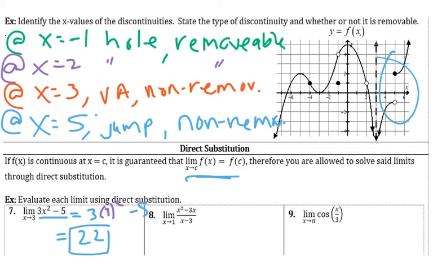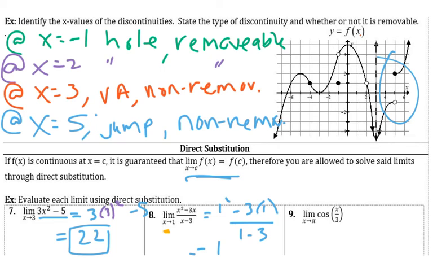If you look at number 8, it is not continuous everywhere. However, it is continuous at the value that we are interested in, which is x equals 1. It's not continuous at x equals 3. There's a hole in the graph, so direct substitution would not work here. However, we can use direct substitution at the value of x equals 1. So I'm going to substitute in 1 squared minus 3 times 1 over 1 minus 3, and that's going to give us negative 2 over negative 2, which is going to be positive 1.